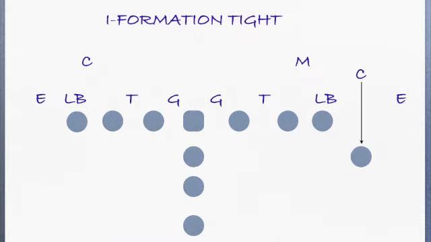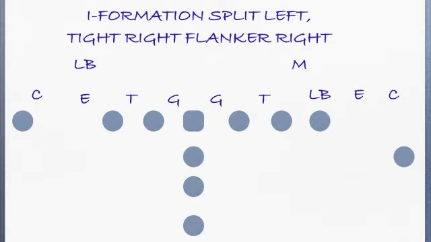I formation tight. The corner on the left and the middle linebacker are both over the C gaps. They take the first back that comes to them. The other guy immediately takes the second back. I formation split left, tight right, flanker right. The linebacker on the left and the middle linebacker on the right are both over the C gaps. They take the first back that comes to them. The other guy immediately has the second back.